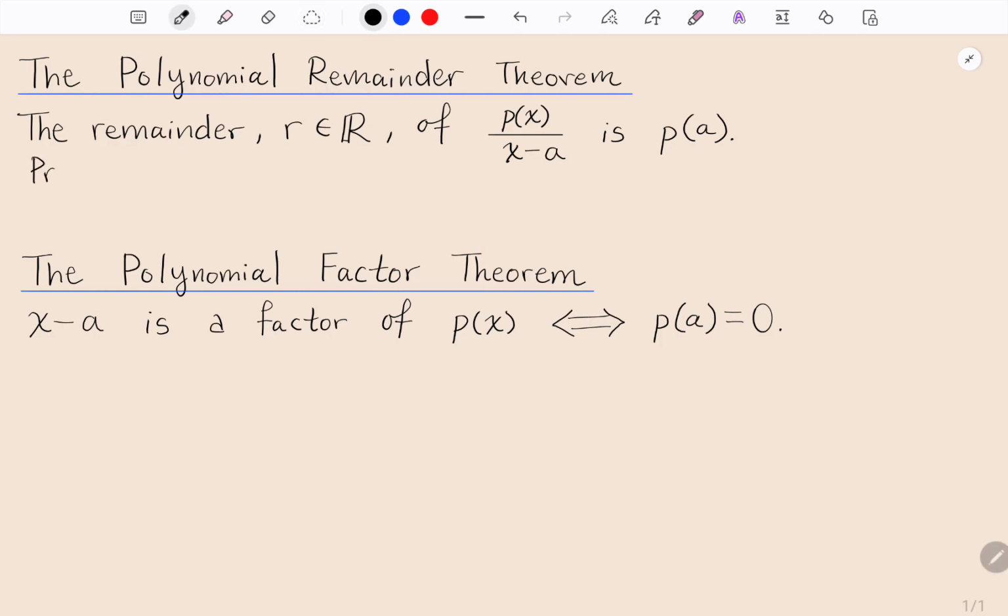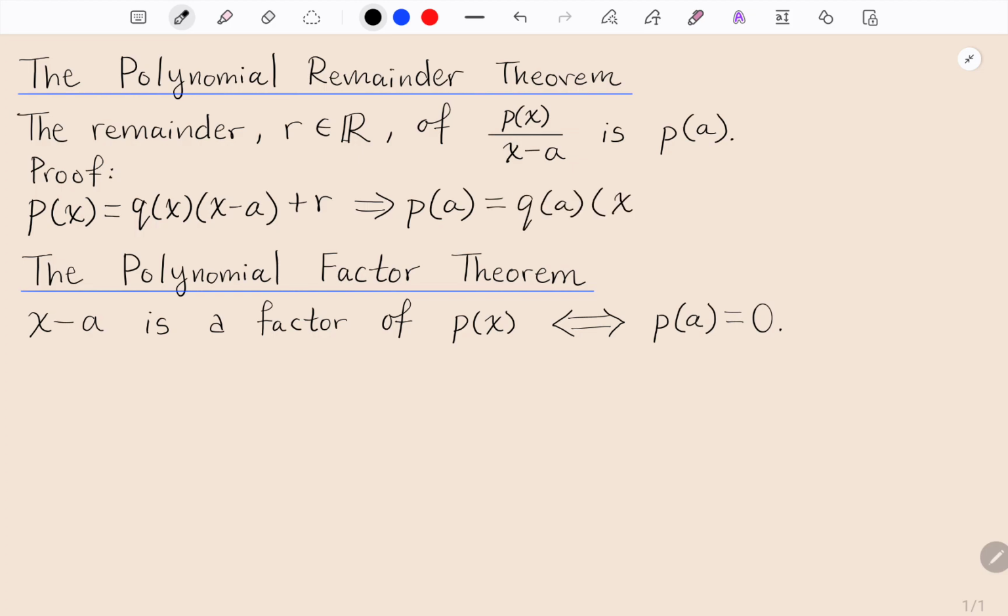And here's the proof. If we write p of x is equal to q of x times x minus a plus r, where q of x is another polynomial with degree 1 less than p of x, then if we plug in a for x, p of a is equal to q of a times a minus a plus r, which is the remainder we're looking for. Well, a minus a is equal to 0, 0 times q of a is still 0, and 0 plus r is equal to r. So we have it where p of a is equal to r, the remainder of p of x over x minus a.